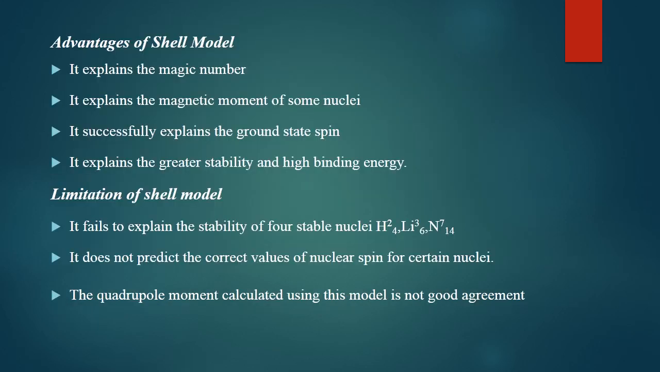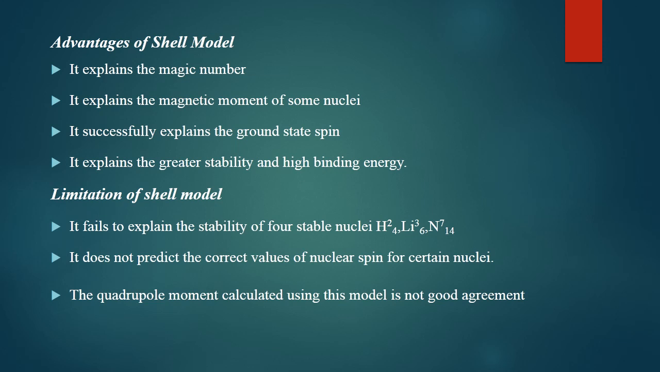And coming to the advantages of the shell model over the liquid drop model, it explains magic numbers. It is a very important term. It reveals certain numbers termed as magic numbers, with numbers of protons and neutrons similar to those magic numbers, and this sequence of numbers shows the greatest stability compared to other nuclei. It explains the magnetic moment of some nuclei. It successfully explains the ground state spin. It is also an important term. The shell model explains the ground state spin, and you can know that 1H1 neutron can be explained on the basis of the shell model. And finally, the greatest stability and high binding energy.